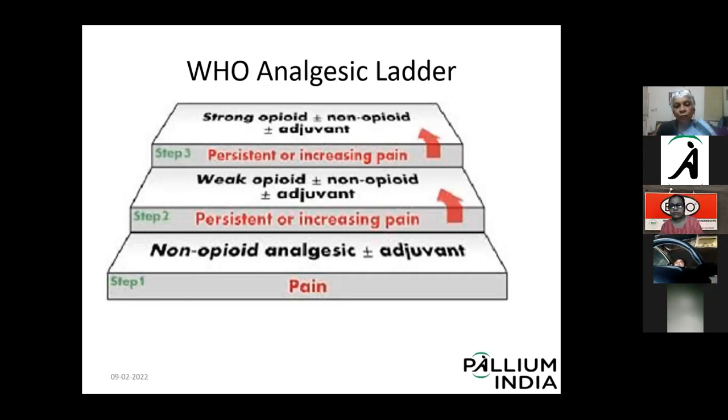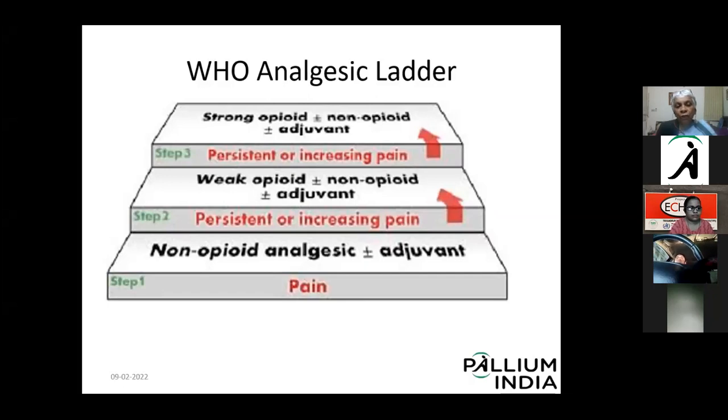But if it is not controlled, and the pain is more severe, in a range of, say, about 5 to 7, you call it moderate pain, in which case you add a weak opioid to the non-opioid along with an adjuvant. So you can give a non-opioid as well with the weak opioid.